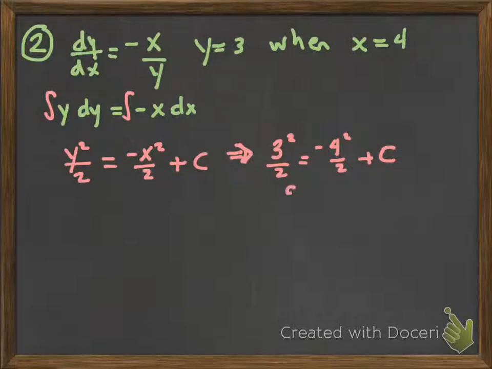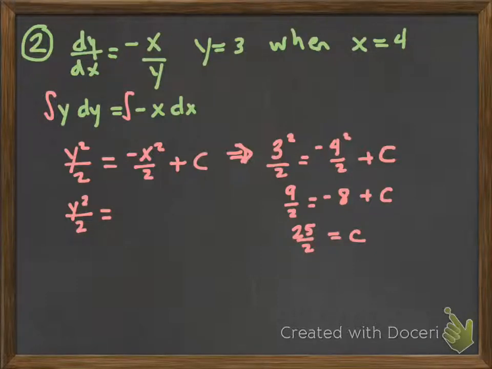Well, obviously 3 squared is 9, so that's 9 halves equals negative 16 over 2, which would be negative 8, yes? Plus c. And then I want to add the 8 to the 9 halves. How many halves are in 8? 16. So if I add 16 halves to 9 halves, I have 25 halves is my c. All right, so now I'm going to come back to the next step after my y squared over 2 equals negative x squared over 2 plus c. I now know what c is, don't I? And what is it? 25 halves, right?